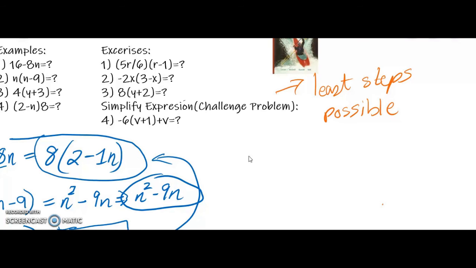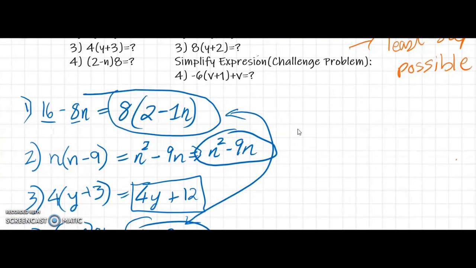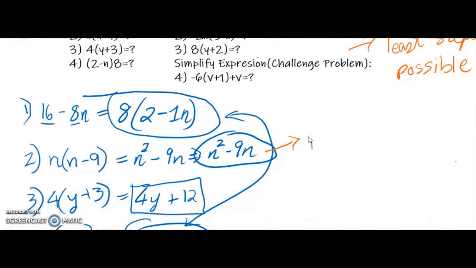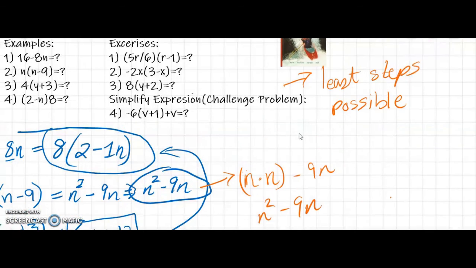For example, if we take number 2, I could have done this with n times n minus 9n, and then I would have gone on to n squared minus 9n. But instead of doing it this way, I just went ahead and wrote it as n squared minus 9n. So there's an example of where you can save some time.